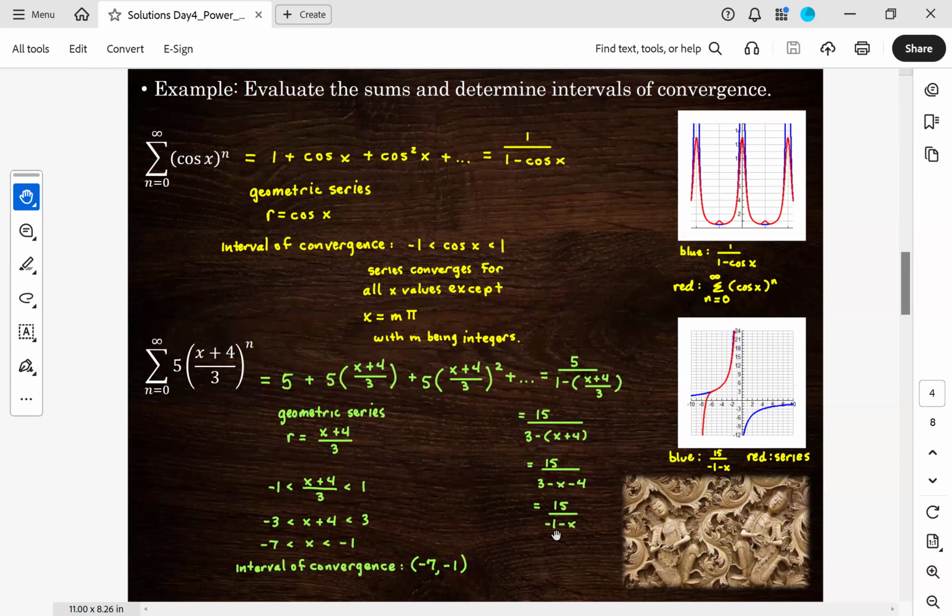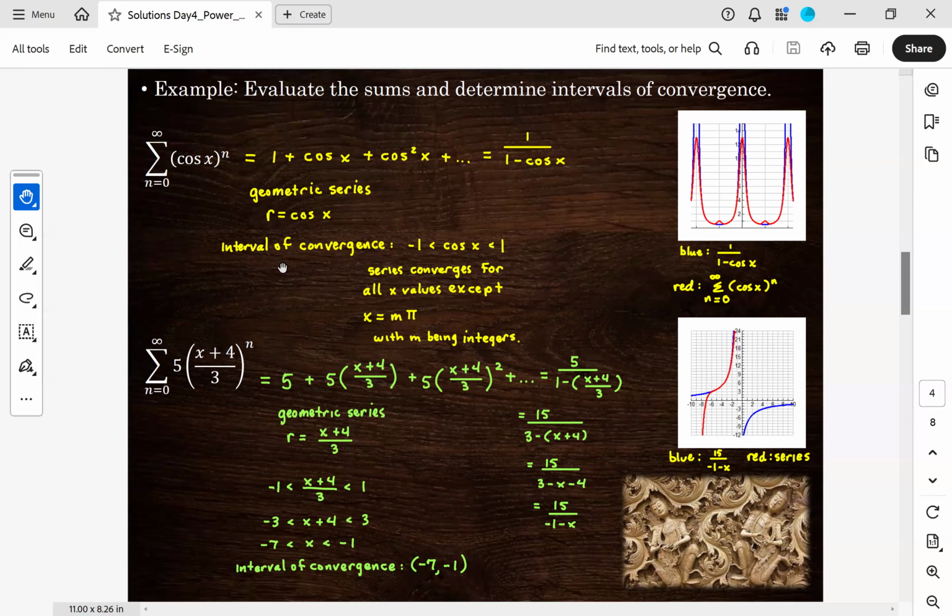Got a couple more examples on this page, starting with the series at the top left. I've got terms of the form cosine x raised to the n power. Okay, well, we can write out a few terms if we need to see a pattern. It is still geometric. We're multiplying each time by cosine x to get from one term to the next. So we could say r equals cosine x. And again, we're using a1 over 1 minus r to find the function to which this series converges.